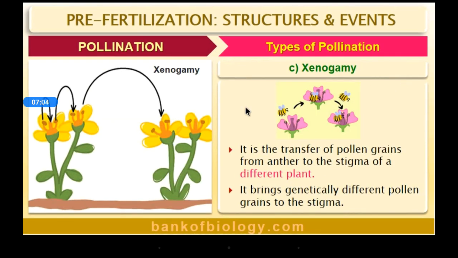And here you can see the third one, xenogamy. It is the transfer of pollen grains from anther to stigma of a different plant, moving from one plant to the next. It brings genetically different pollen grains to the stigma. Here it is cross-pollination both functionally and genetically, because the plants are different. So the new plant will have the characteristics of both parent plants, and varieties can be formed in cases of xenogamy.